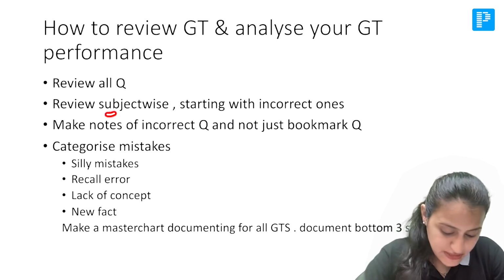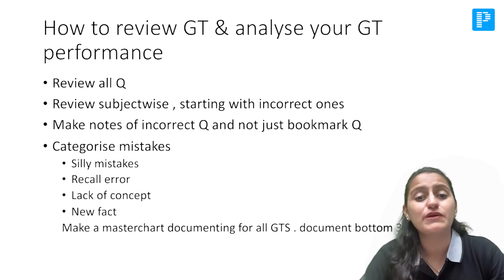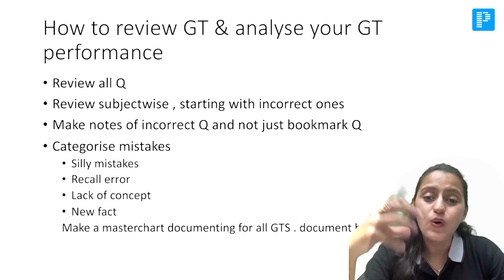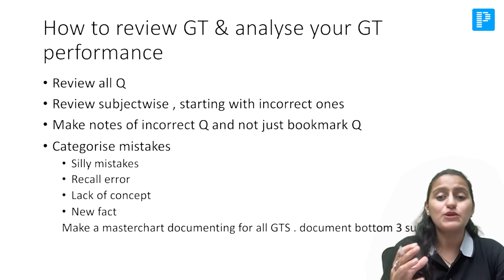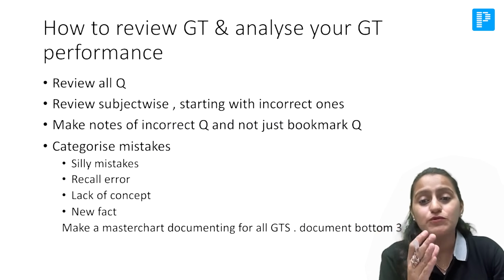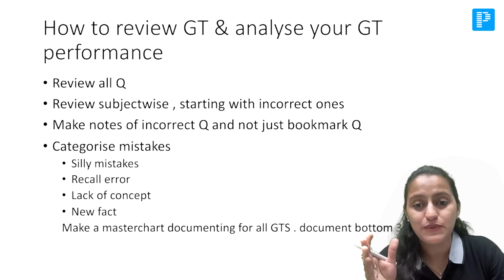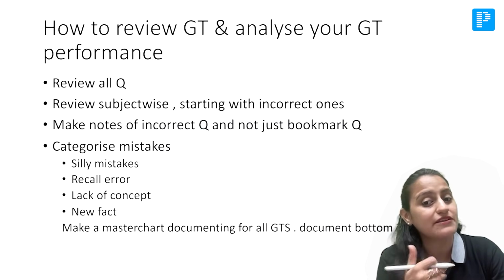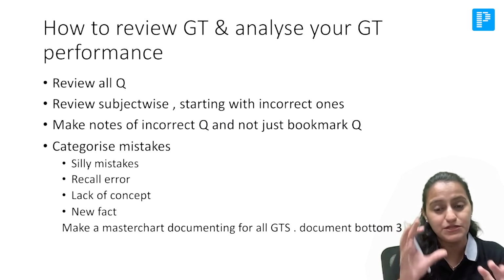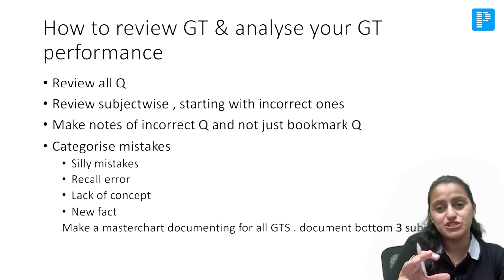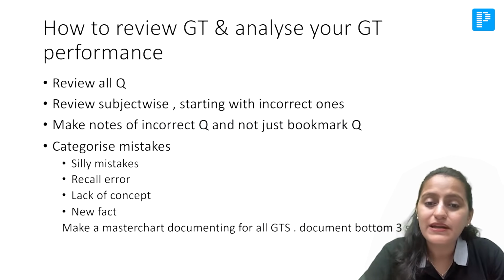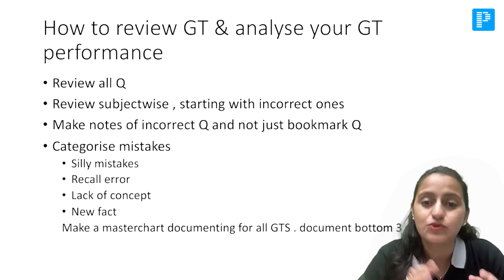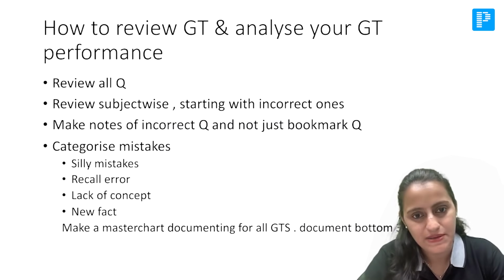So review subject wise. My personal suggestion would be, when you're reviewing a GT, review all anatomy questions together, all physiology questions together, because in that case you would be able to make subject wise notes. So the GT I give today, I review all the anatomy questions, and my anatomy notes from that GT go in one area. I give the next GT, again I review anatomy questions, and those errors, those notes go in the same area.